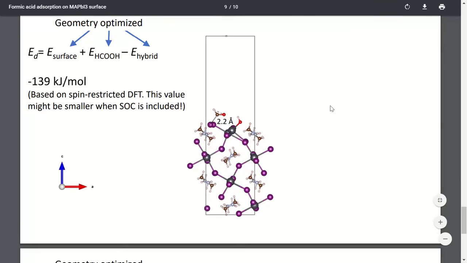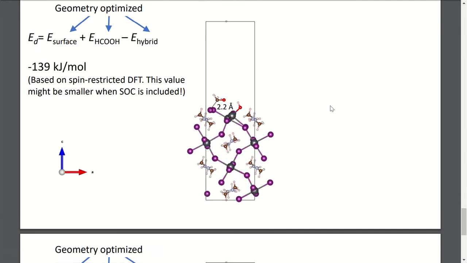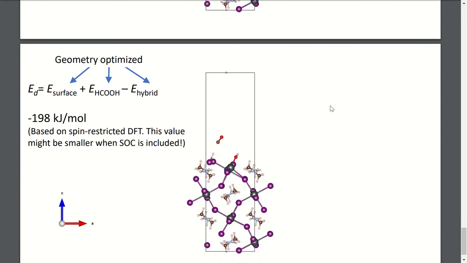So this is another geometry. Here this is a hydroxyl group. The oxygen is bound to the metal, and this is the CHO. So there is a hydrogen bond, I guess, or a short contact, from this carbon to this iodine. Here the distance is 2.2 angstrom. And this gives a more negative binding energy. So it is the least stable. No, the next one is the least stable.